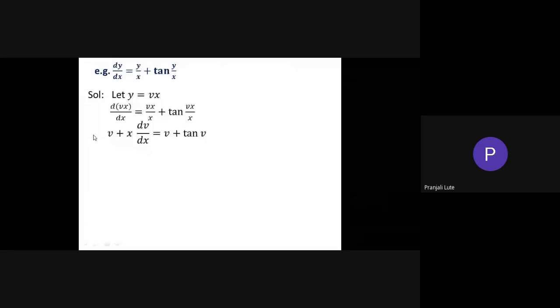In this equation we have to cancel this v. After cancelling v, we get x dv by dx equal to tan v.